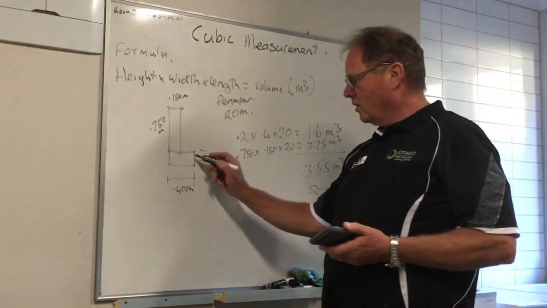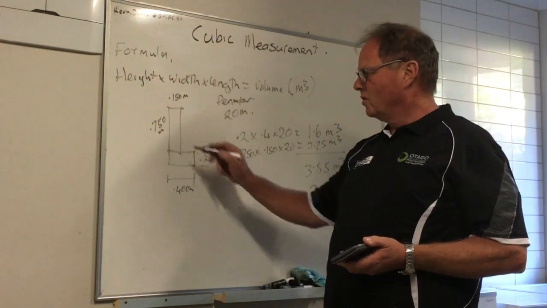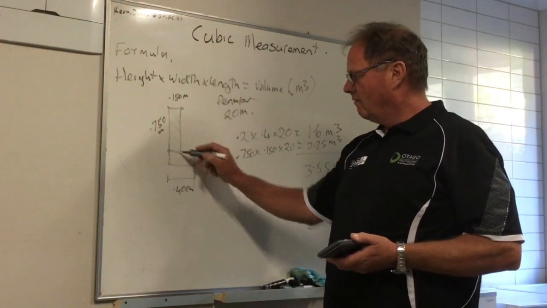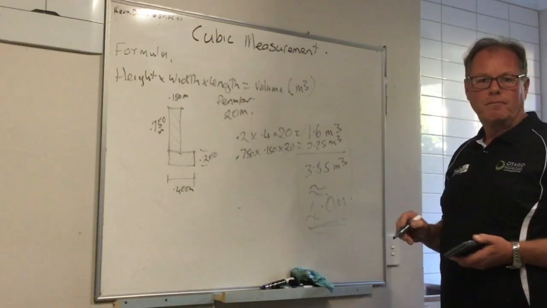So the simple thing we did there was we divided it into 2 bits. So we did our footing first, then we did our foundation wall, and then we brought them both together on this bit here. Alright.